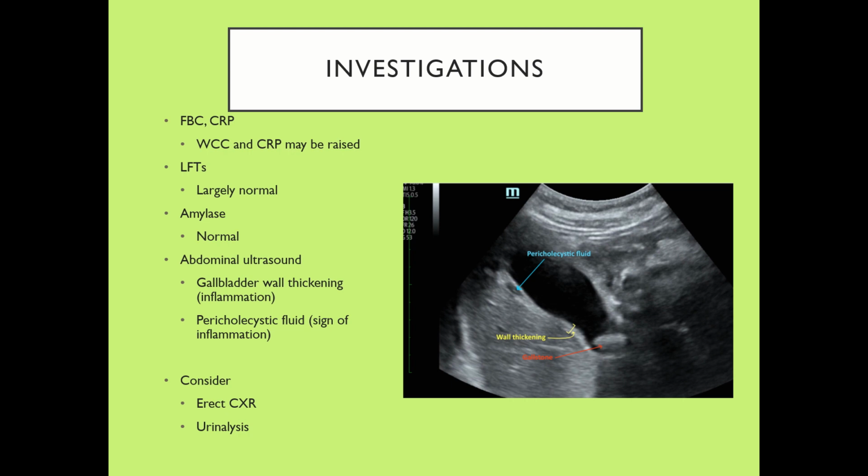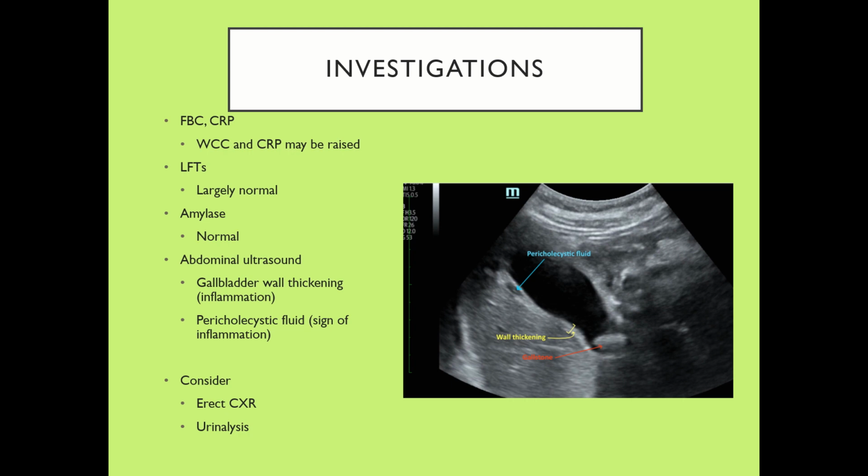Okay, so investigations. You might see signs of infection on the bloods, i.e. a rise in white cells and CRP. The LFTs you would expect to be normal, because at this point the gallstone isn't obstructing the biliary tree. There's not any kind of backlog of bile, and that's what causes LFT derangement or an obstructive picture on LFTs, which we'll go into a bit later. Again, amylase would be normal.